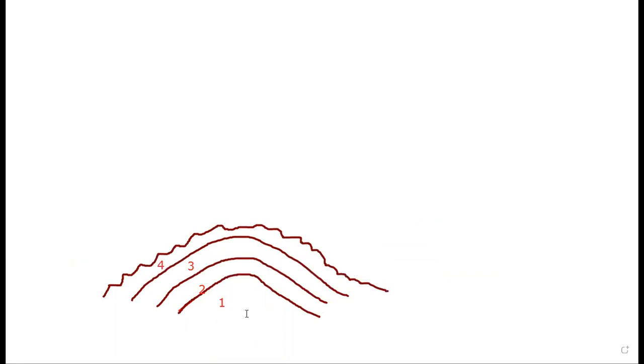Now after some years this area will again undergo water. After some years this area will again undergo water. When this area undergoes water, after deposition of the new layer, new layers will be deposited here.